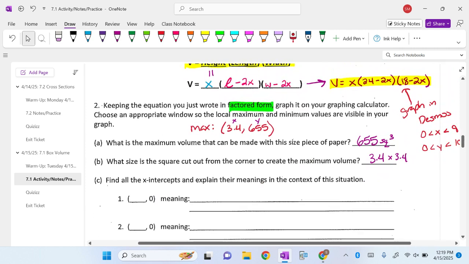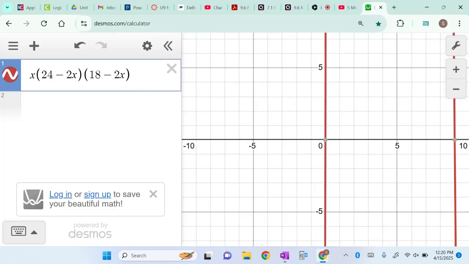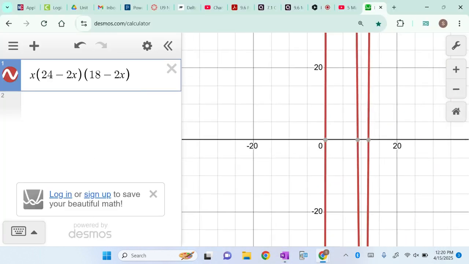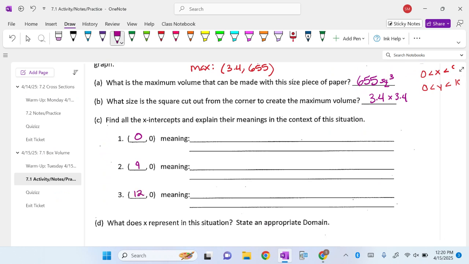Now, let's talk about the x-intercepts of this graph. If I zoom back out to fit my graph and then zoom out a little more so I see all my x-intercepts, I have 3 x-intercepts: (0, 0), (9, 0), and (12, 0). What do you think those mean in terms of the situation?